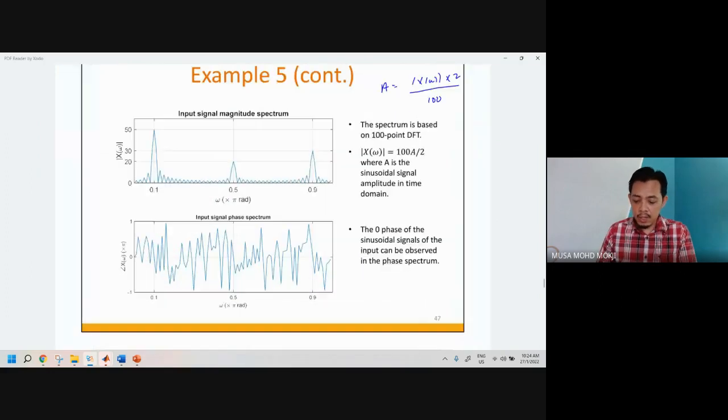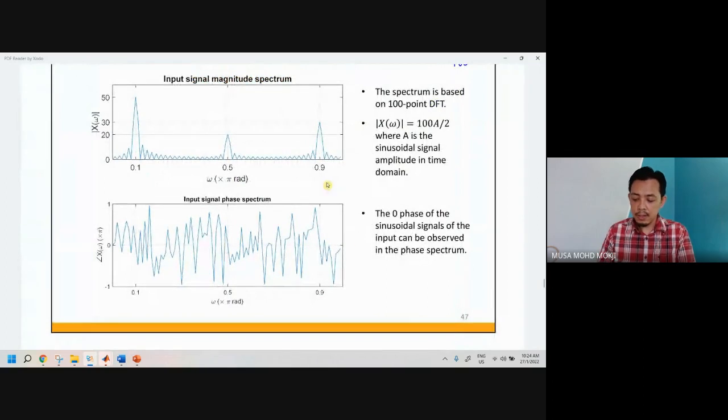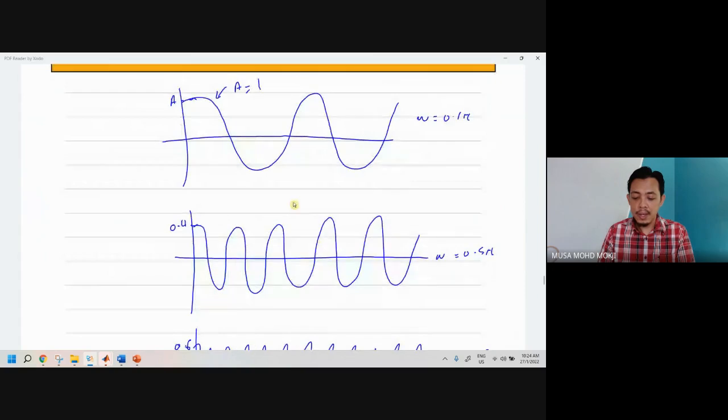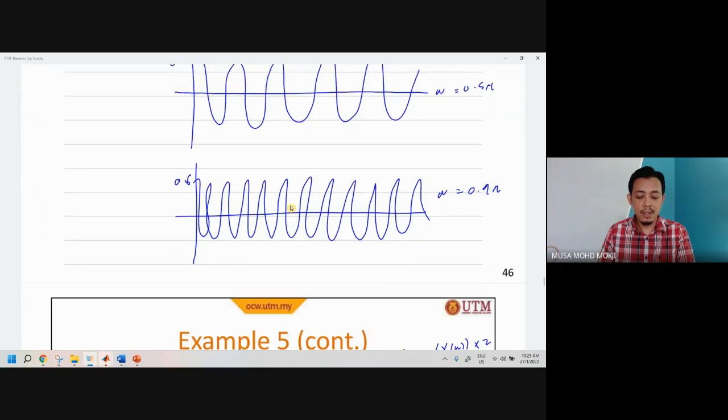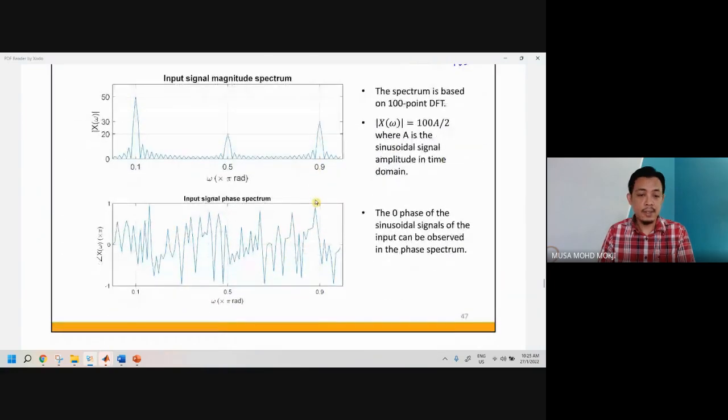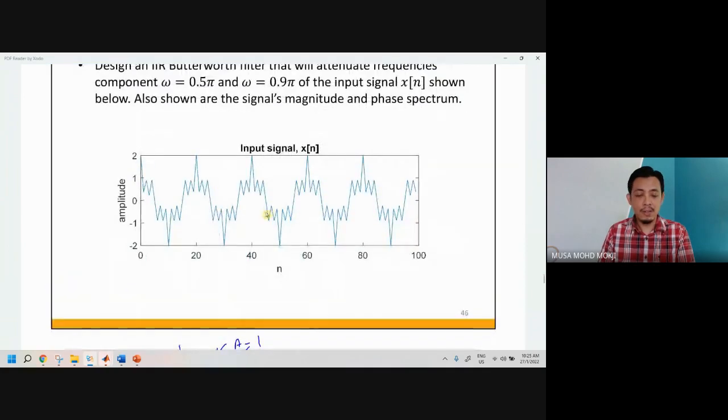And if we are looking at this phase spectrum, at all the frequencies 0.1 pi, 0.5 pi, 0.9 pi, if you look at the phase, it is actually 0. Okay, so those are 0. So means that for the phase, there's no delay. So this is cos without any phase. This is also cos without any phase. This is cos without any phase. Okay, so that's how you analyze the input spectrum. Right, so we understand what is actually inside this signal.